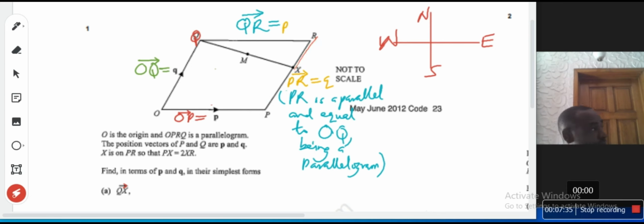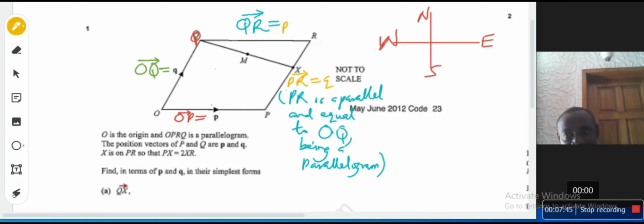X to R. Now this is important. Stay here. P to X is double of X to R. It's given in this statement. It's getting clearer. Just watch me. P to X is double of X to R. Make sure you're looking at the screen. But then we know P to R. We already know what P to R is now. We know it's q, small letter q.